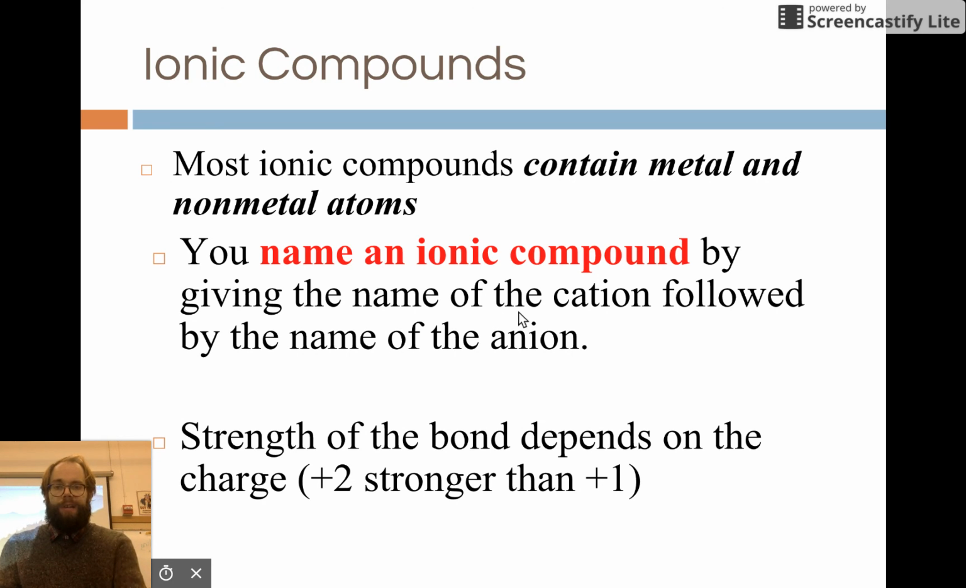You'll write the name of the compound by giving the name of the cation, then the name of the anion. So sodium chloride is the classic example. Now, the strength of the bond depends on the charge. You were asked this in your exercise, so make sure you know that as well. A +2 charge is stronger than a +1 charge.